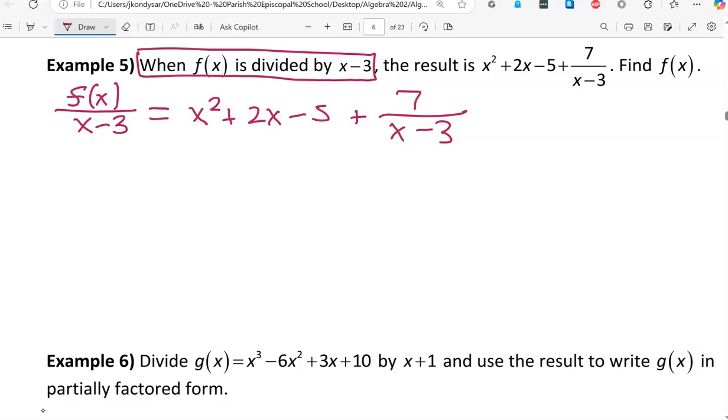In order to solve for f of x, we need to multiply both sides of this equation by x minus 3.